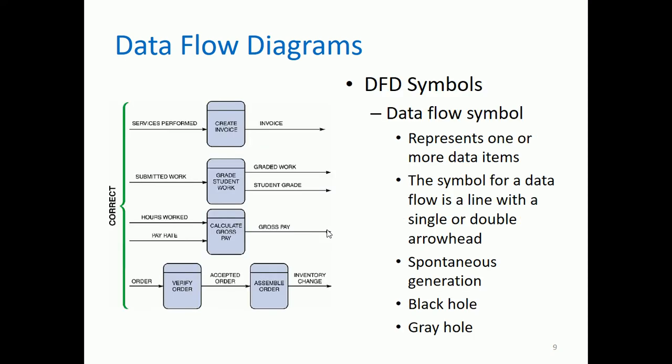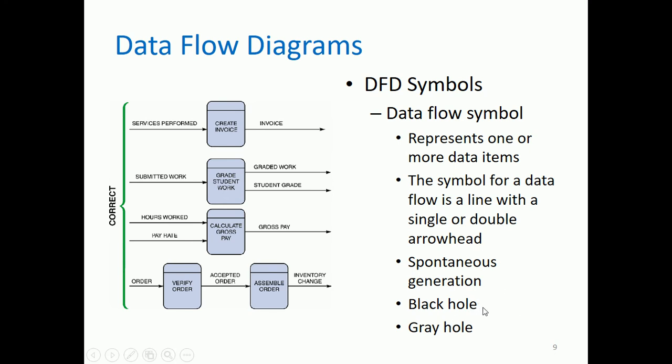Okay, so we have another one. We have the data flow symbol. Let's just see, for example, these are the correct implementations of using a data flow symbol and a process symbol. But let's just finish the description for the data flow symbol, then let's go back to the illustration. The data flow symbol represents one or more data items. The symbol for a data flow is a line with a single or double arrowhead. Single if it's unidirectional, and double arrowhead if it is bidirectional. Then there is spontaneous generation, meaning you have one input data, but the process can produce many data flows going out from the process.